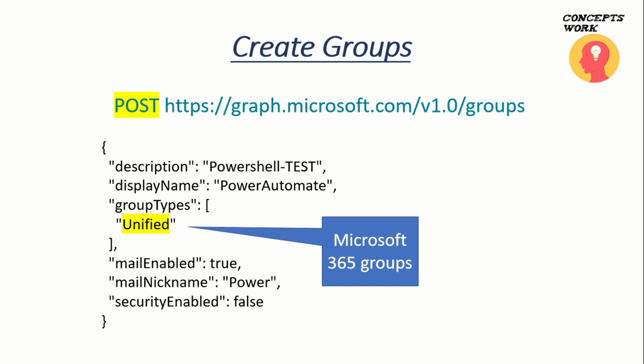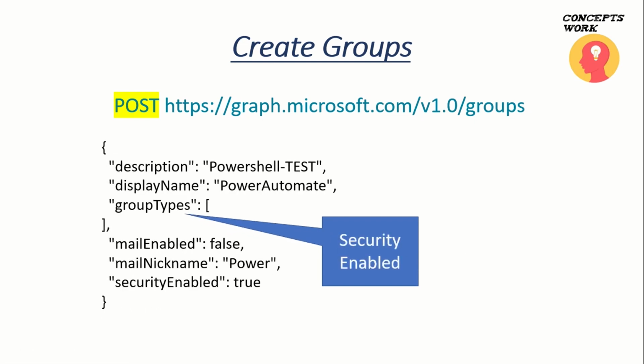Okay. Now, as I've said before, when you are sending a post request, there is a lot more content which you have to add, and this is the template that you have to follow for creating a group object. Now, if you mention unified, then a Microsoft 365 group will be created. But let's say you are not mentioning any information in this particular section. That means instead of unified, you're just leaving this field blank. Then in this case, a security enabled group will be created.